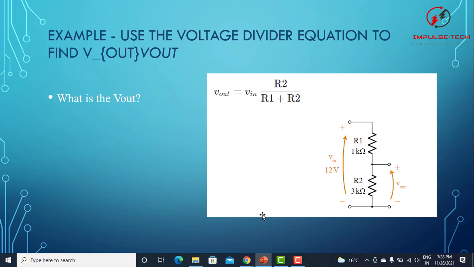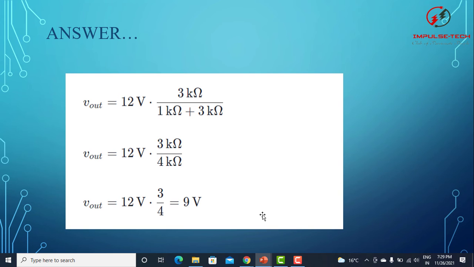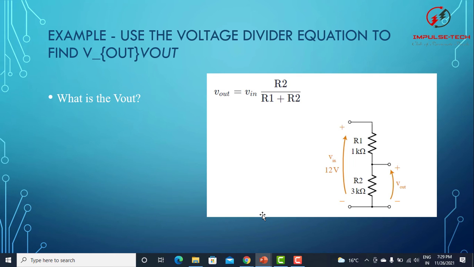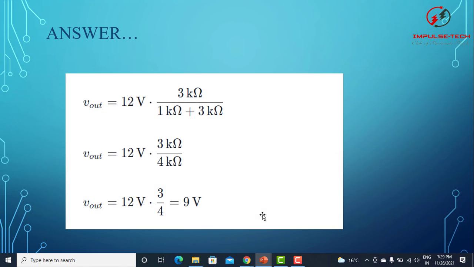So 12 into 3 divided by 1 plus 3. So 12 into 3 by 4, and the answer is 9 volt. As you can see, we have applied the voltage of 12 and we are getting the output of 9 volt. Right? So as you can see, the voltage gets divided.